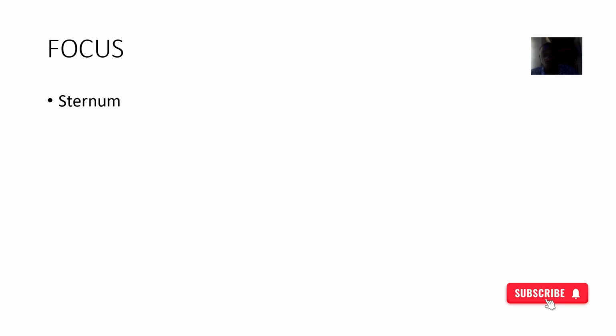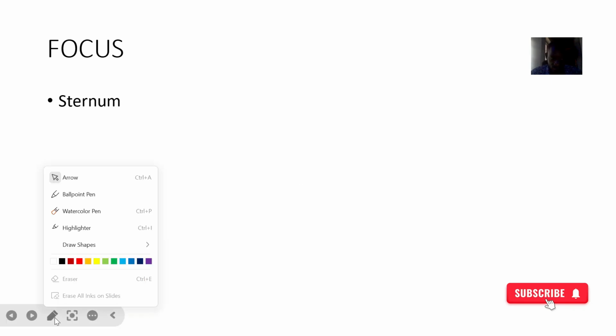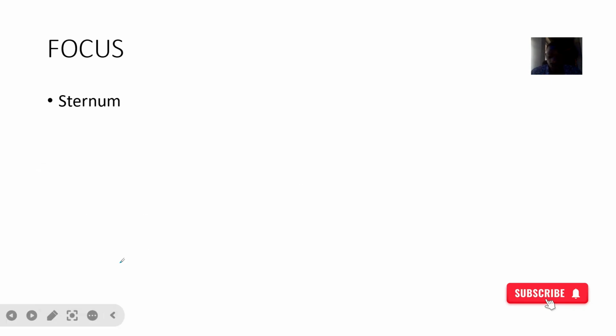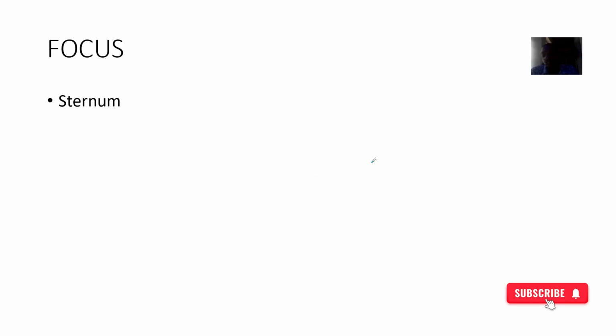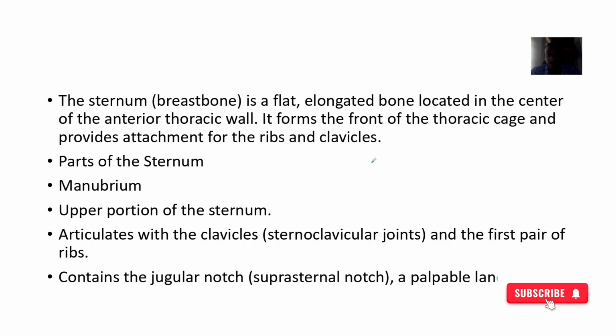Now we're moving forward. We're trying to look at the next bone here, which we'll be discussing its anatomy. So this is what is known as a sternum, the anatomy of the sternum. So for the sternum, what you've got so far is this.